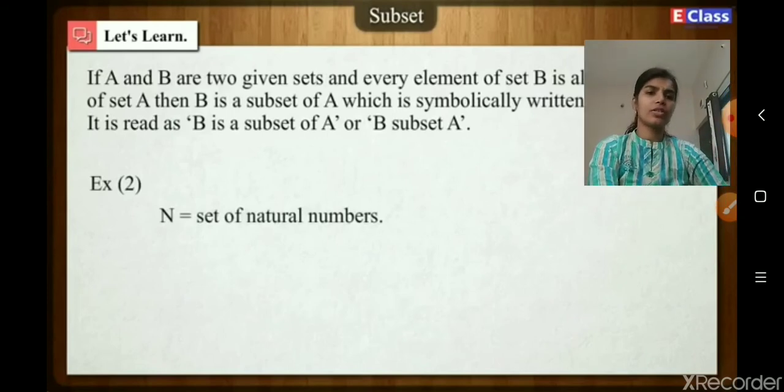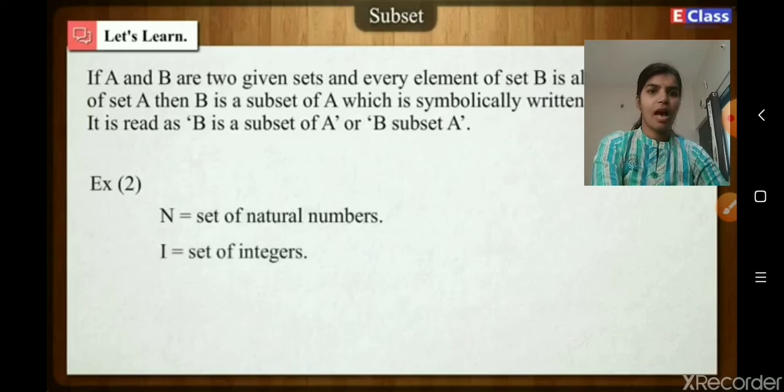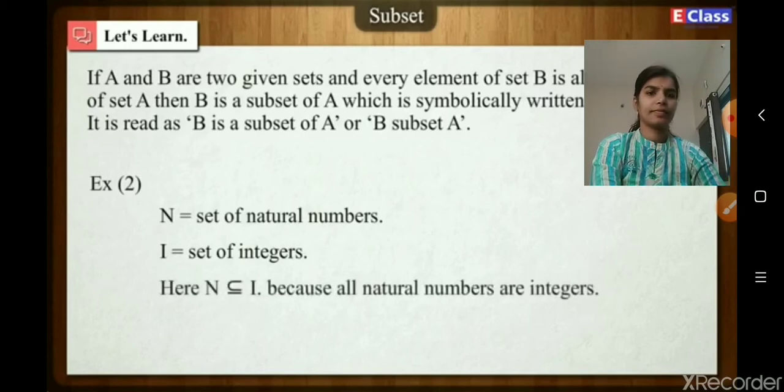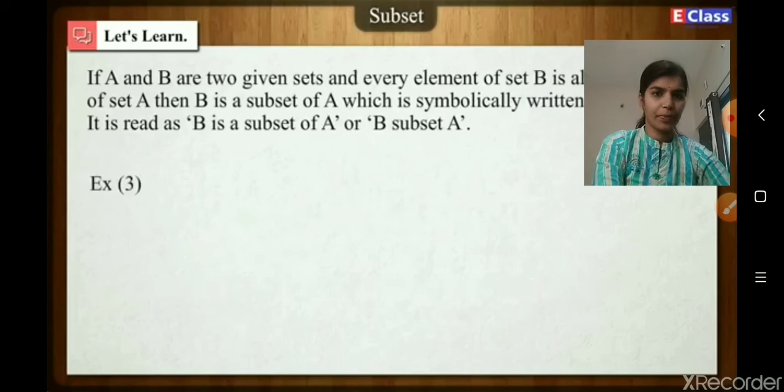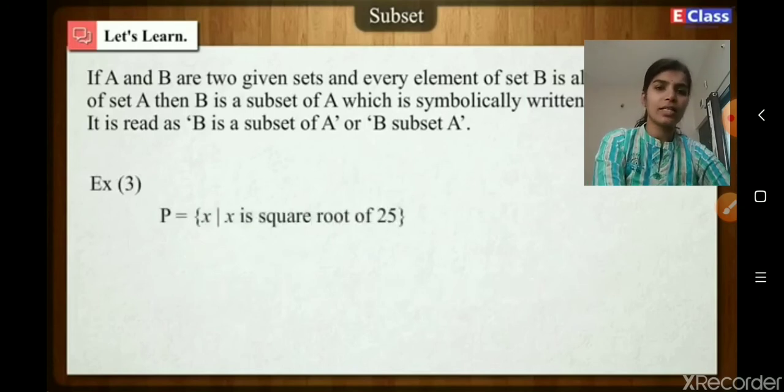N is equal to the set of natural numbers. I is equal to the set of integers. Here N is a subset of the integers because all natural numbers are integers. We know that natural numbers start from 1, 2, 3, 4, 5, 6 and so on, and integers are negative, 0 and positive. That means N is a subset of the integers. Then we will see the next example.